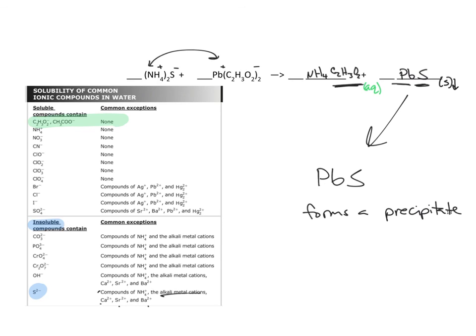Some reactions form one, some ones don't, but it is a good thing to be able to predict when you're seeing reactions in lab. So now go do your lab for today. Some of them will form a precipitate, some of them won't. That's what you're going to have to predict.